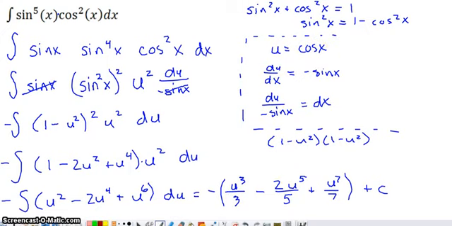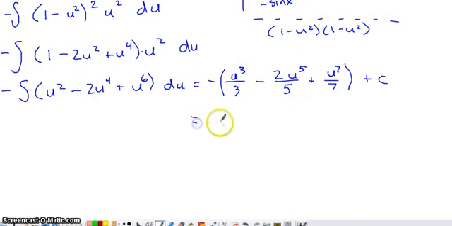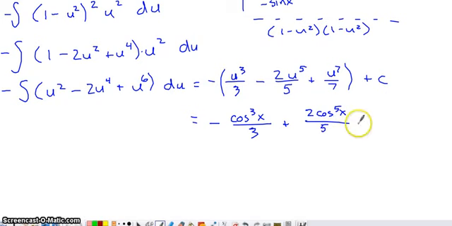So our final answer here should end up looking something like this. I'm going to distribute in as well on this line, so I'm going to have negative cosine cubed of x, right? I'm putting cosine back in place of this u. I'm distributing the negative into that, so that'll make this a plus 2 cosine to the 5th of x over 5. And then minus, distributing the negative into that as well, cosine to the 7th of x over 7. Leave your plus c there, and there you have it.